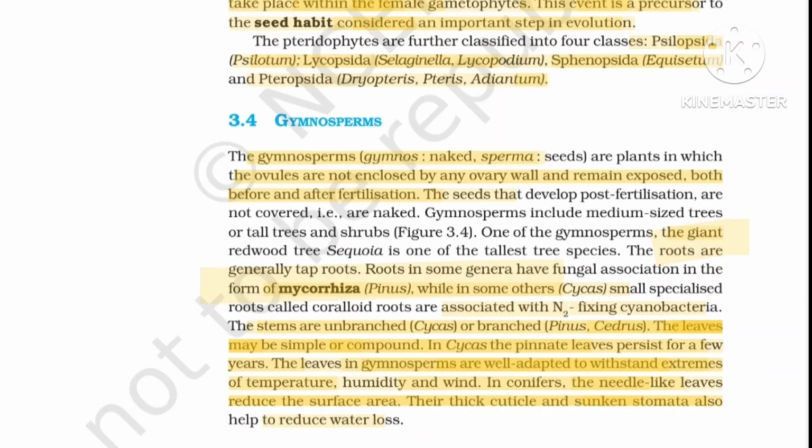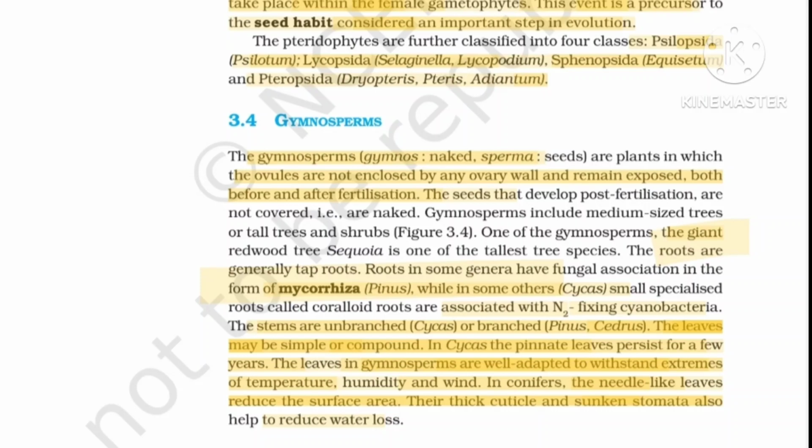Then let's talk about the gymnosperms, which means naked seeds. These are plants in which the ovules are not enclosed by any ovary wall and remain exposed both before and after fertilization. And in gymnosperms, the giant redwood tree Sequoia is one of the tallest tree species, and the roots are generally taproots. If we see in Pinus, the roots have fungal association in the form of mycorrhiza, but if we see some others like Cycas, small specialized roots called coralloid roots are associated with nitrogen-fixing cyanobacteria.